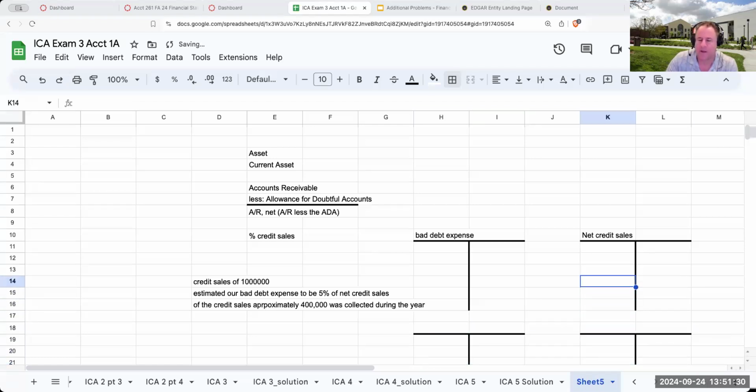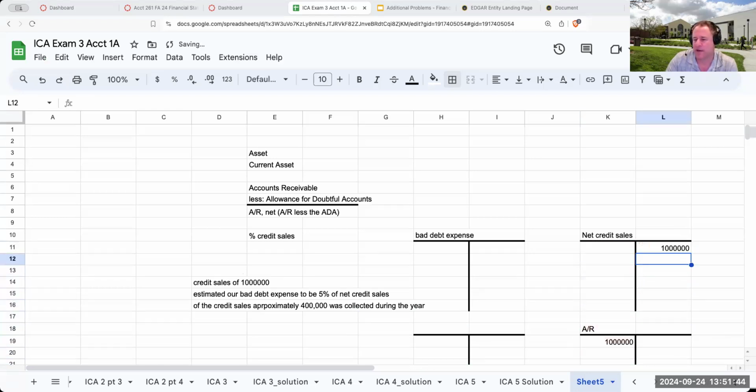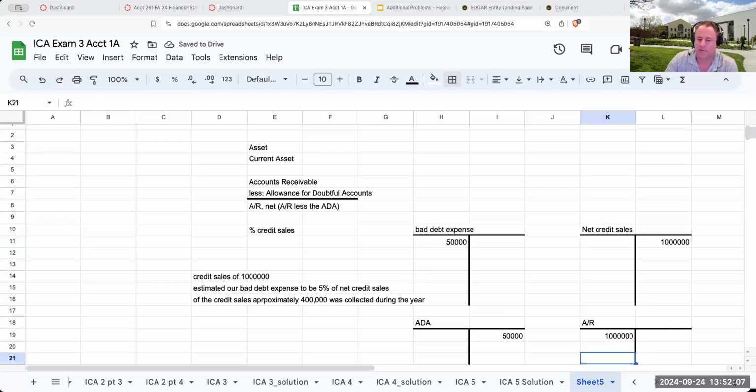This is why I'm going to tell you not to do this type of question. If we had credit sales of $1 million, I would debit accounts receivable and credit net credit sales for that amount. My bad debt expense is going to be 5% of net credit sales, or 50,000. So I would debit bad debt expense and credit the allowance for doubtful accounts, and I would get this amount over here.